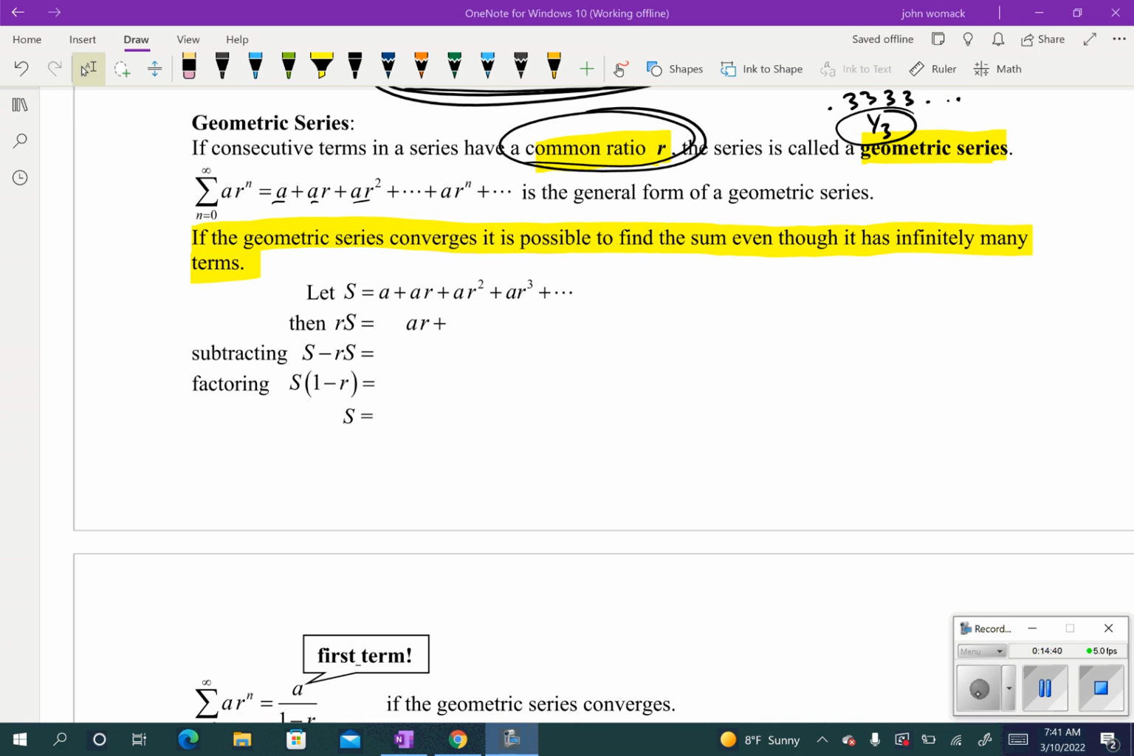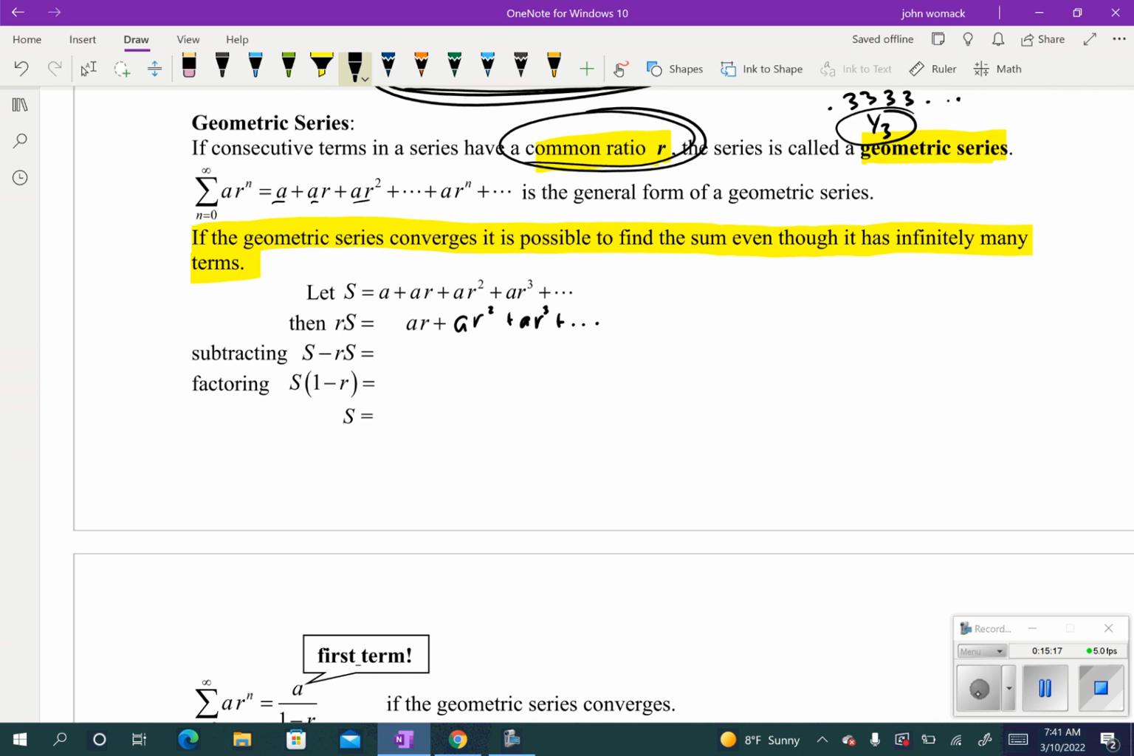So here's a quick little proof on how you can find the sum of infinite geometric series that converge. Up here, this is what we were just talking about. Let S equal A plus AR plus AR squared plus AR cubed, just timesing by R each time. If I times by R, I end up with AR plus AR squared plus AR cubed, dot, dot, dot. Then we want to subtract those two.